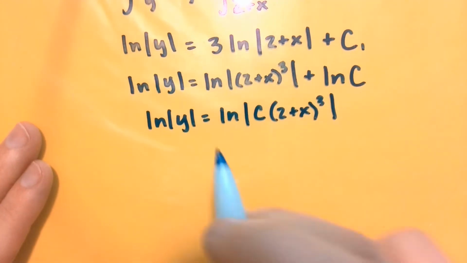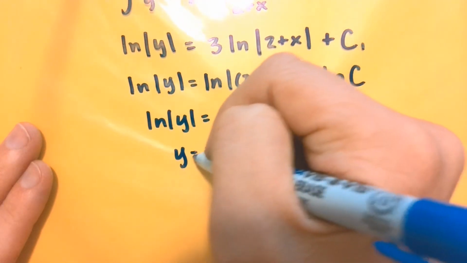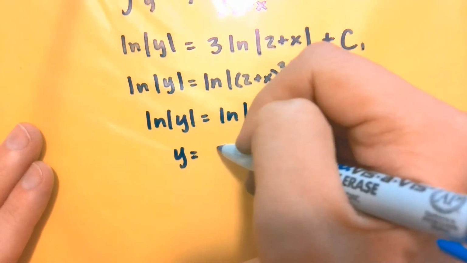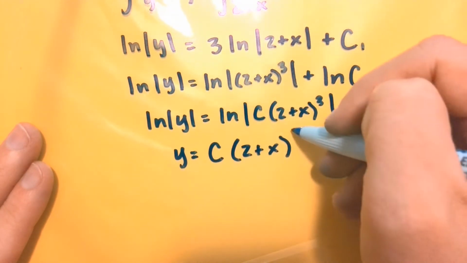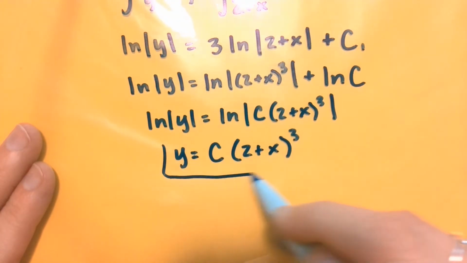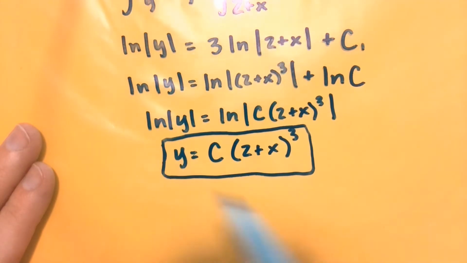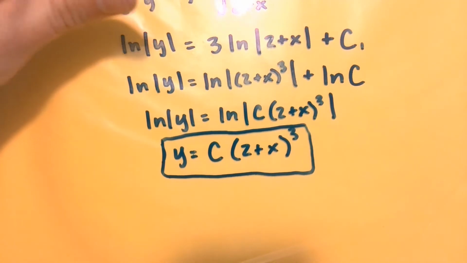And then finally, because I have natural log equal to natural log, that means my arguments have to be equal to each other. So I have y equal to c times 2 plus x to the third. And that is my general solution.